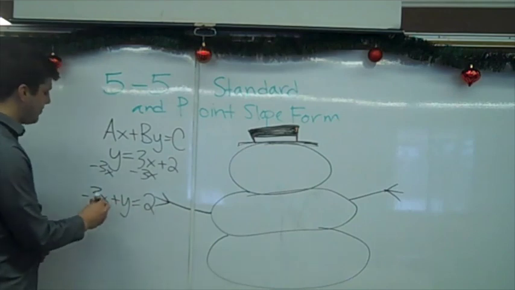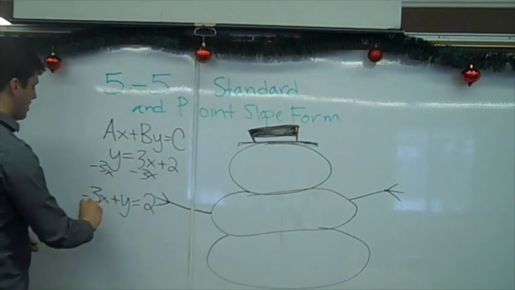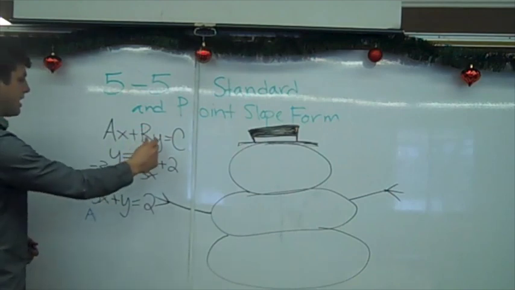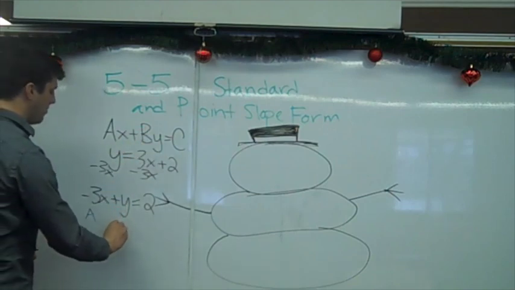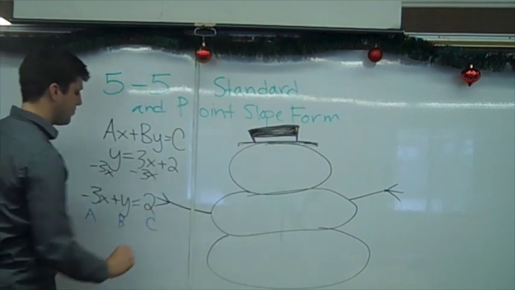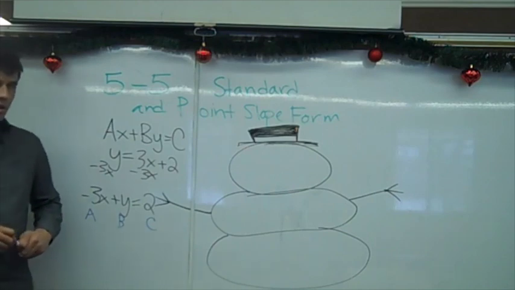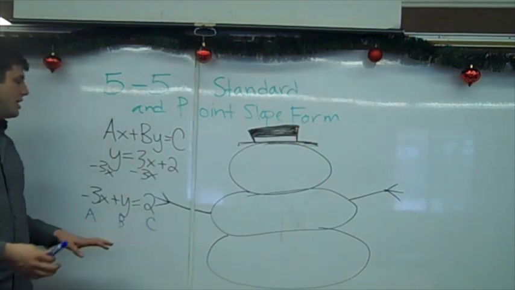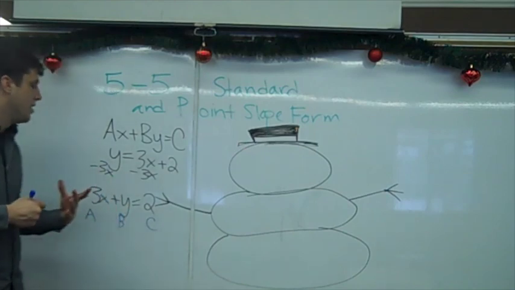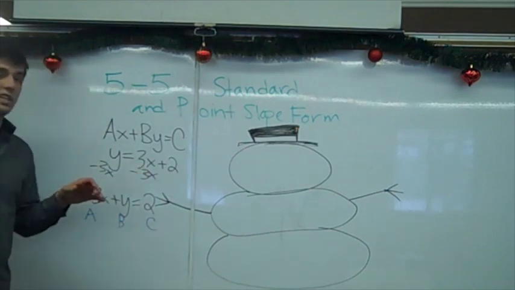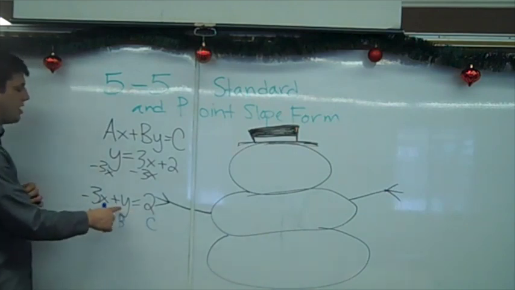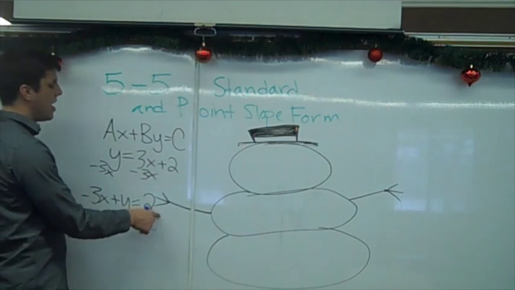In this equation, our a, which is next to the x, is negative 3. Our b, which is next to the y, would be the invisible 1. And our c is the 2 after the equal sign. So with all the equations that you'll be dealing with, whenever they want it in standard form, you have to be able to change around the equation until you have a variable with a number in front of it, a variable with a number in front of it, equals a number.